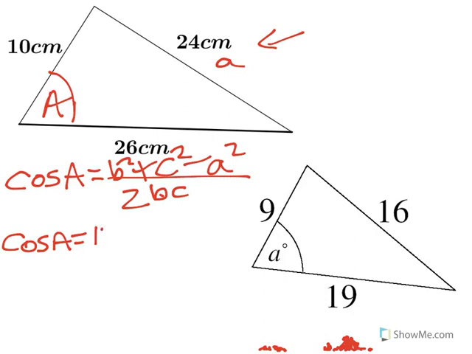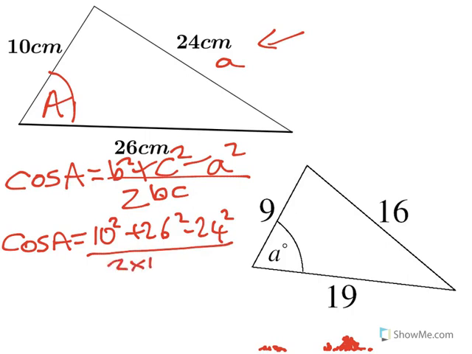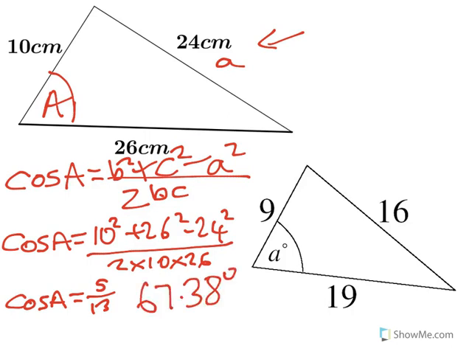I'm going to put in 10 squared plus 26 squared. Now I'm going to take away 24 squared, put that all over 2 times 10 times 26. That gives me cos of A is equal to, and when I type into my calculator, then I want the cos to the minus 1 of 5 over 13. I get the answer 67.38 degrees.